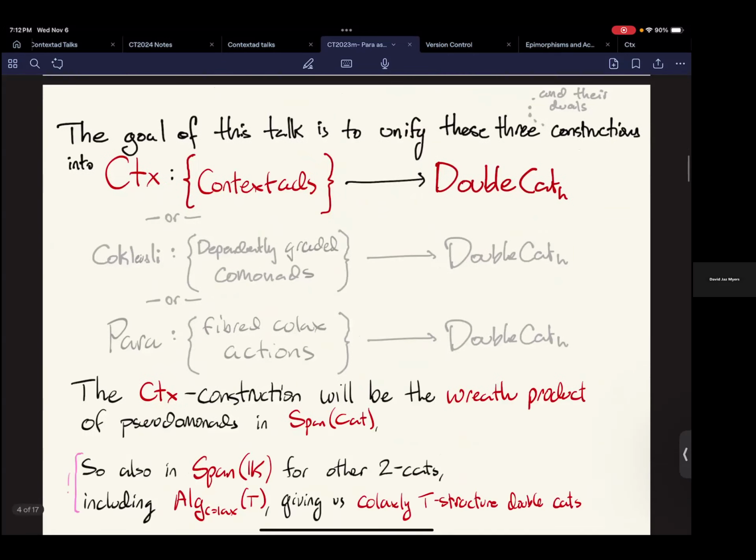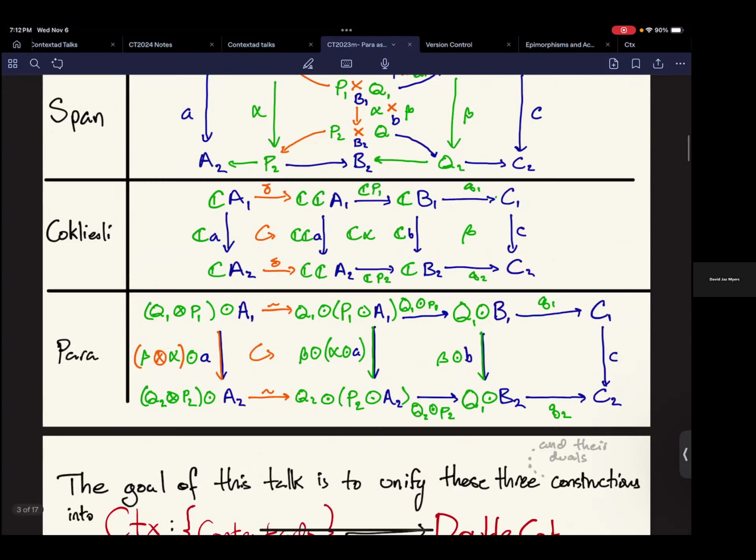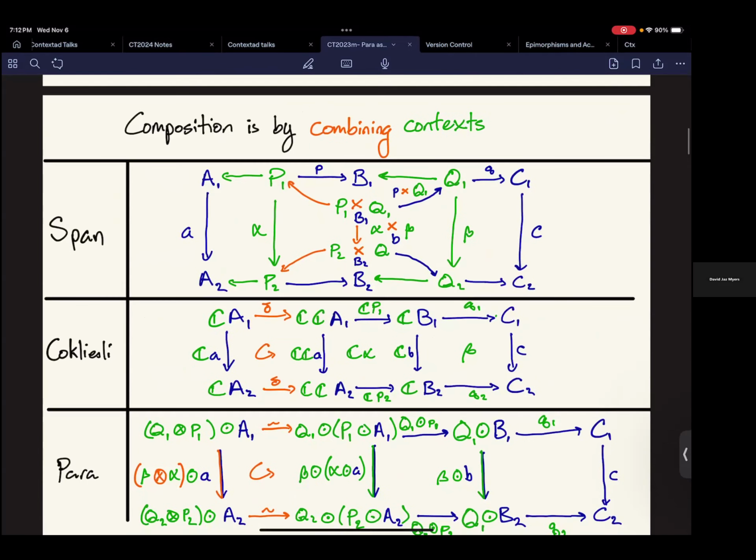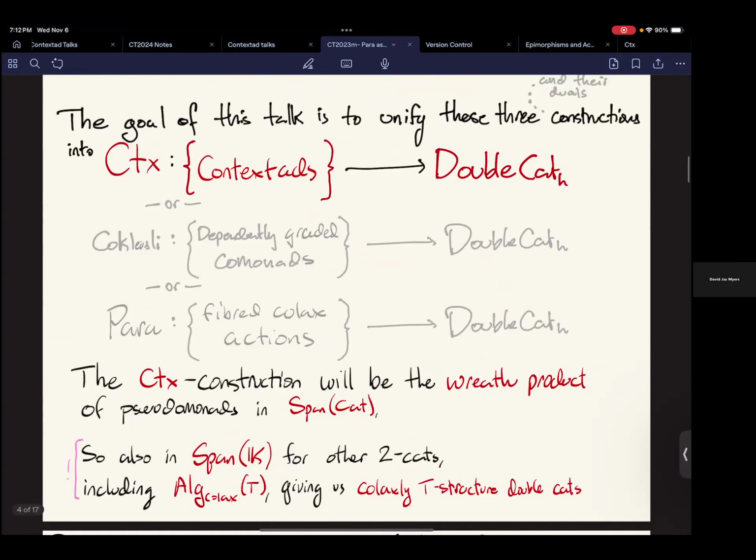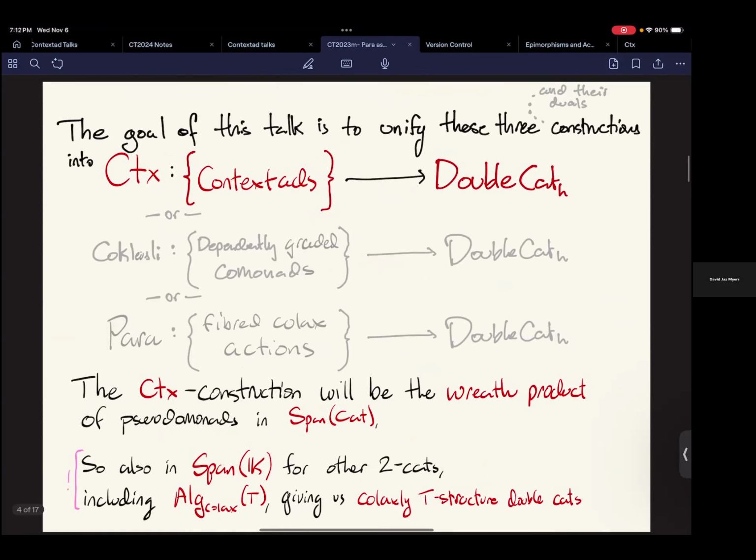But you might be getting it. There is a generalization here, which is we could mix and match. So instead of having this action that would give us para and this co-Kleisli, well, I'll go to the next slide. We could get this more general thing. But I'll tell you what our general thing is. We're going to unify the three constructions here into one single construction, which we call the context construction. And it's going to take in something we call a contextad, and it's going to give us a double category.